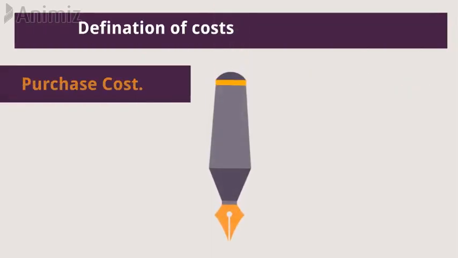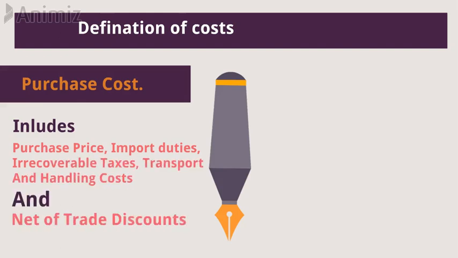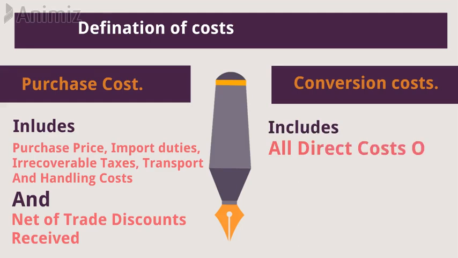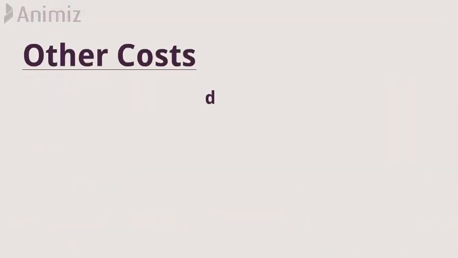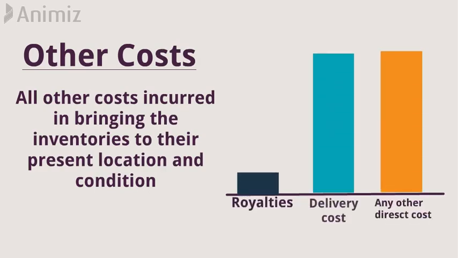Purchase cost. Purchase cost includes purchase price, import duties, irrecoverable taxes, transport and handling costs, net of trade discounts received. Conversion costs. Conversion cost includes all direct costs of conversion, such as materials, labor, expenses etc., and a proportion of fixed and variable production overheads. The allocation of fixed production overheads must be based on the normal level of activity. Other costs include all other costs incurred in bringing the inventories to their present location and condition.